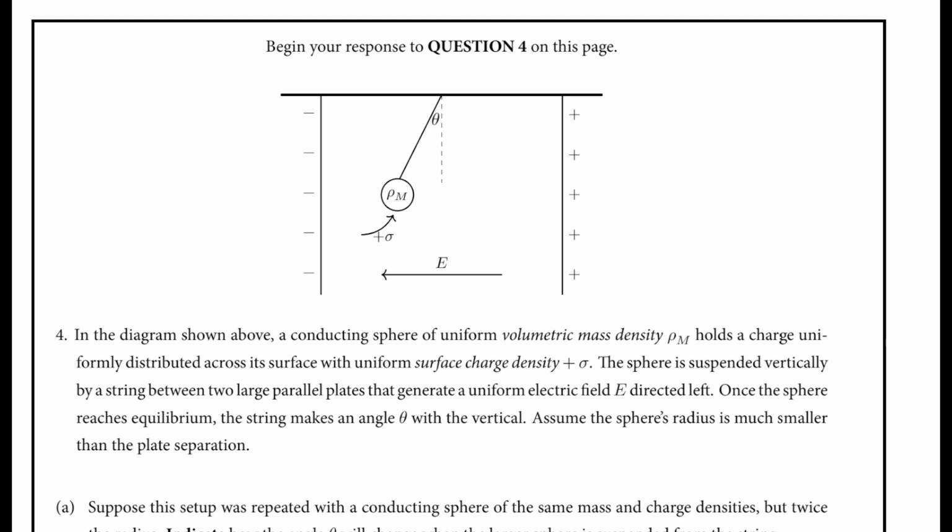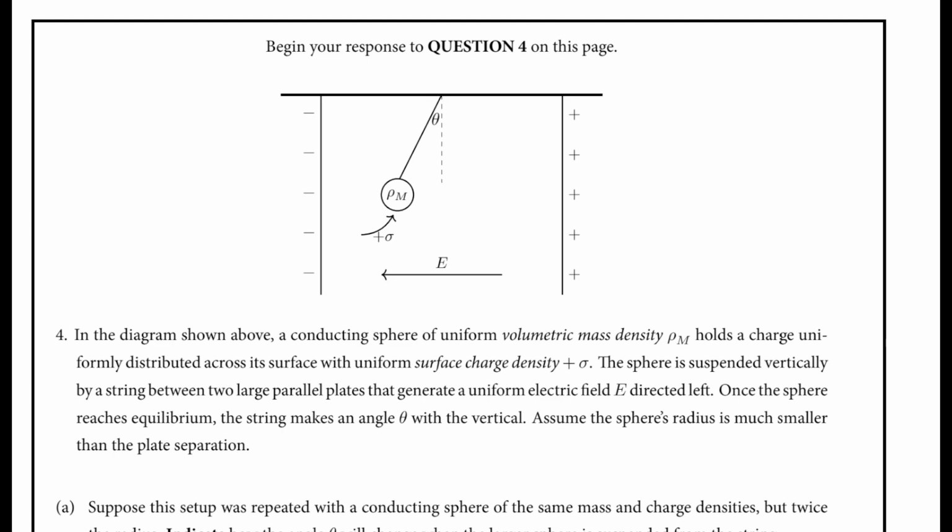And then it's suspended at rest from these parallel plates that produce a constant field E to the left. And as a result, the sphere is going to hang from the ceiling and make some angle theta from the vertical. And assume that the sphere's radius is really, really small compared to the plate separation, so we don't have to deal with any of those effects.